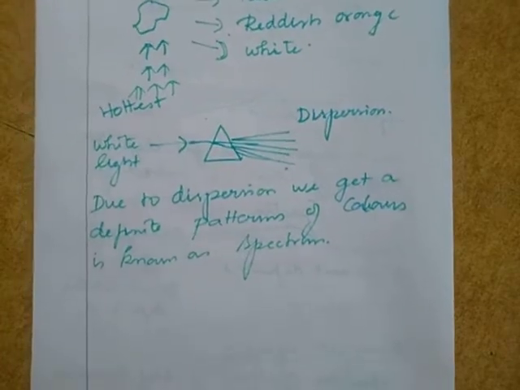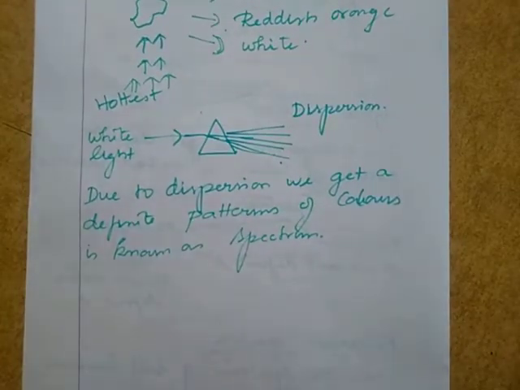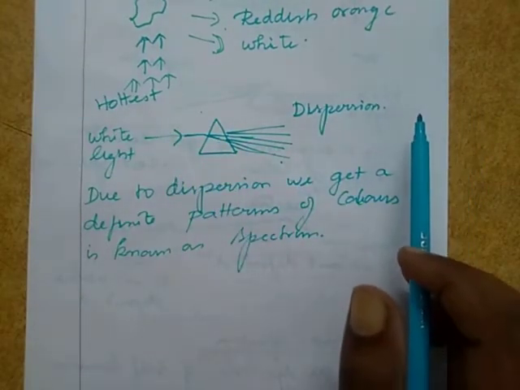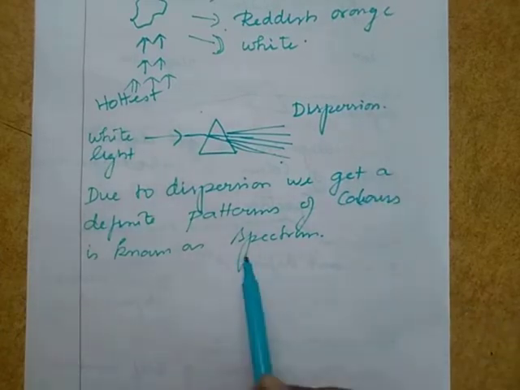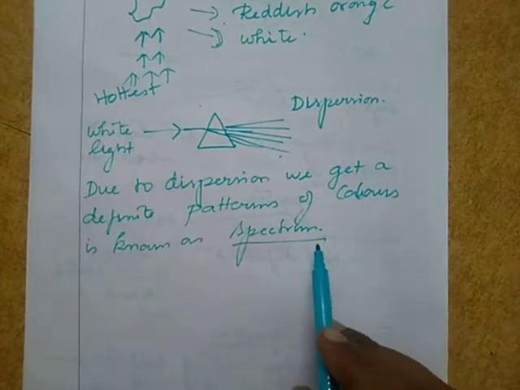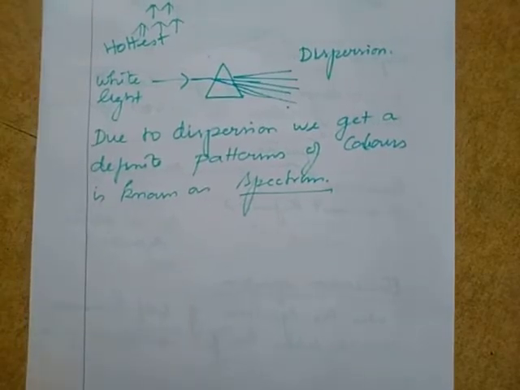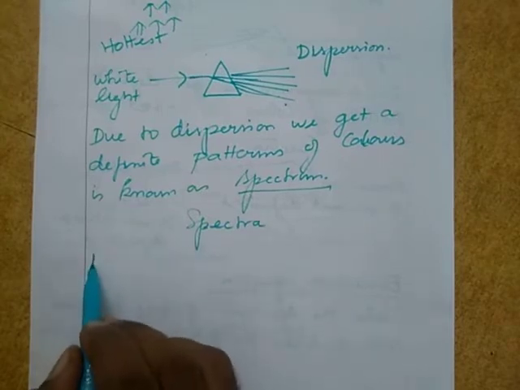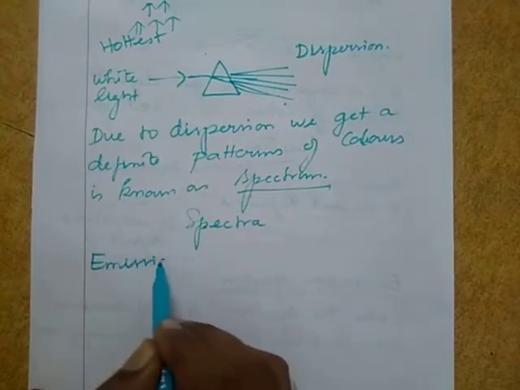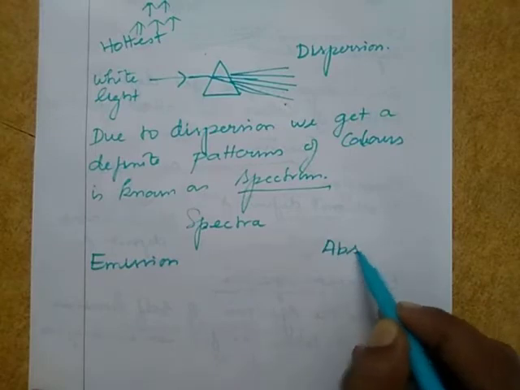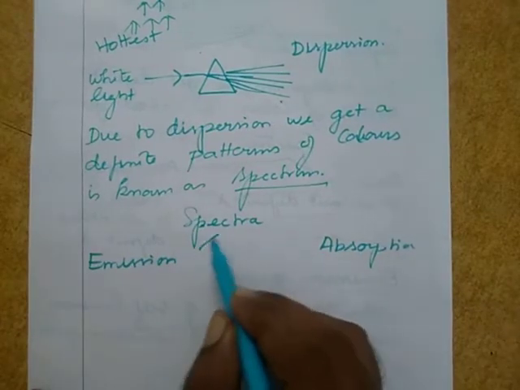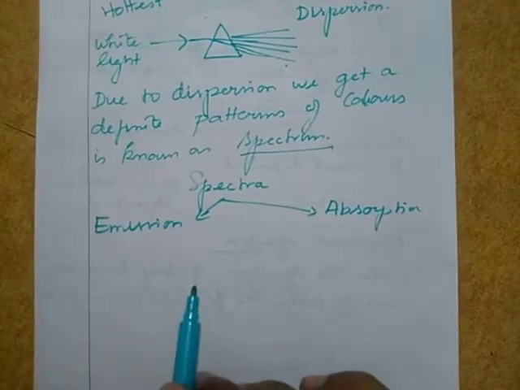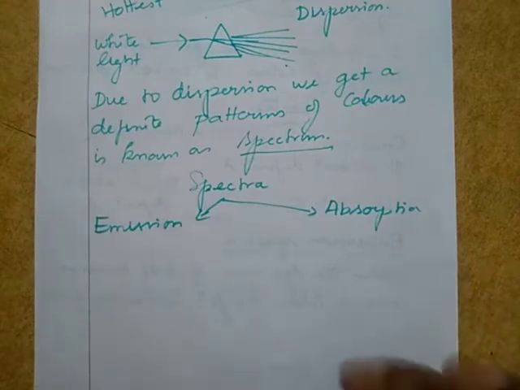In order to get the spectrum we need to allow the light into the prism. After dispersion, the pattern we get is known as spectrum. Here the spectra is broadly classified into two. One is emission spectra, another one is absorption spectra. In emission spectra it will emit definite wavelengths. In absorption spectra it will absorb some definite wavelengths.